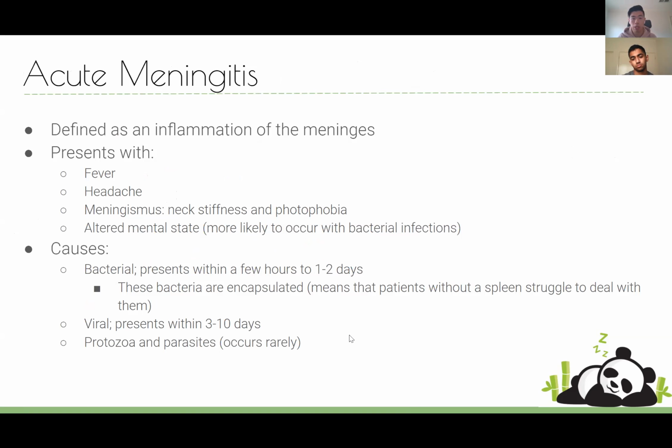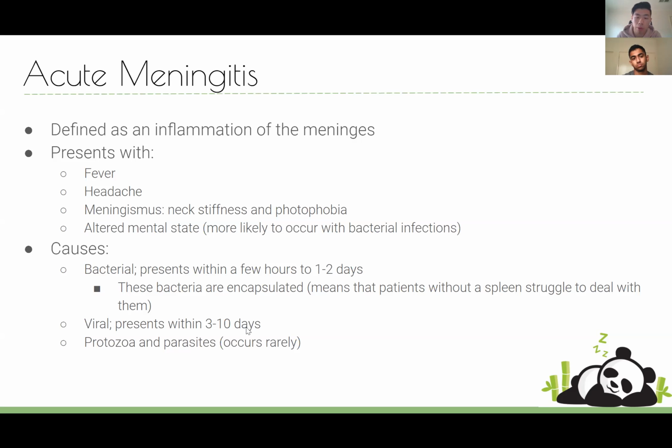But acute meningitis is an inflammation of the meninges. It presents classically with fever, headache, and meningismus, so your neck stiffness and photophobia. These three are quite classical for acute meningitis: fever, meningism, plus headache. They're important. You can get an altered mental state, but that's a little more common with encephalitis, which I think we'll talk about in a second. Most commonly, the cause is bacterial.